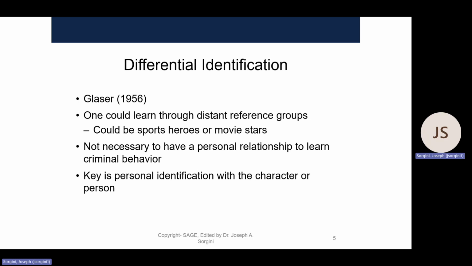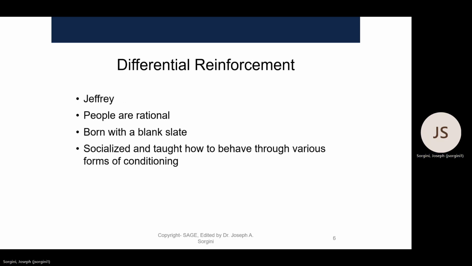This would explain, for example, why we have copycats when serious crimes occur. That's one possible explanation for them. Differential reinforcement looked at it by this idea of people being born as a blank slate. So this goes back to the classical school.